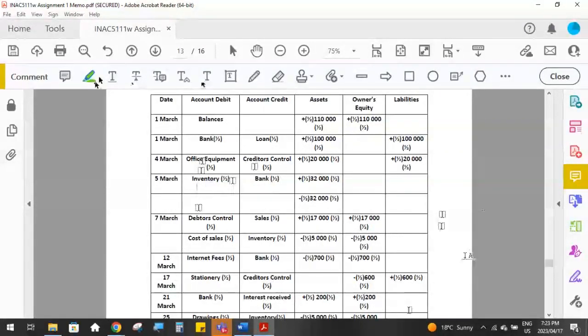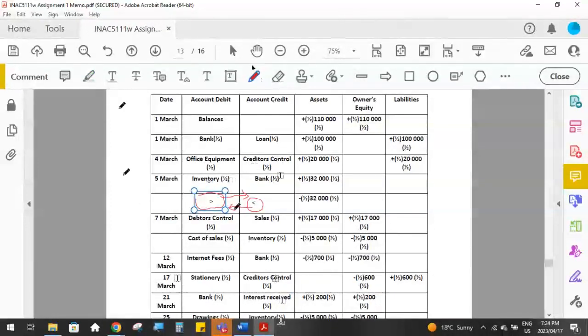So again, let me go and have a look. If you saw those symbols typed next to your answer, that means that whatever you wrote on the debit side should have gone to the credit side, and whatever you wrote in the credit side should have been on the debit side.